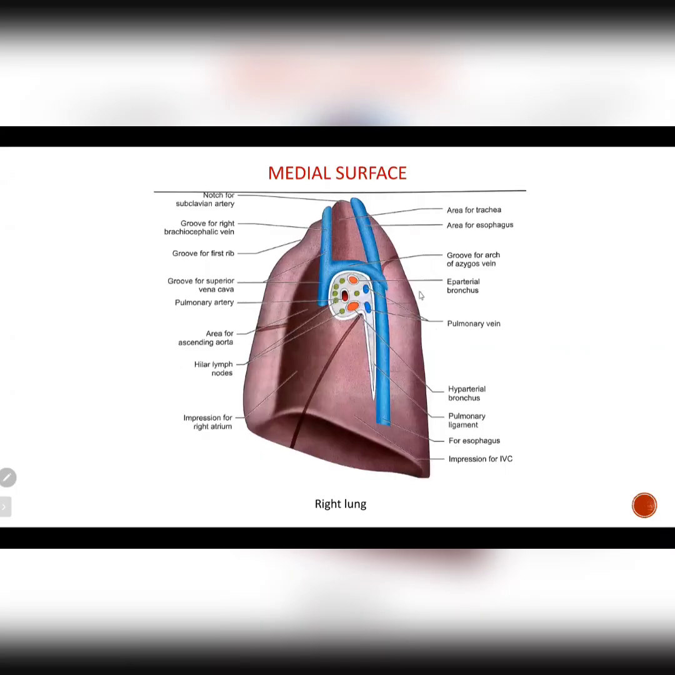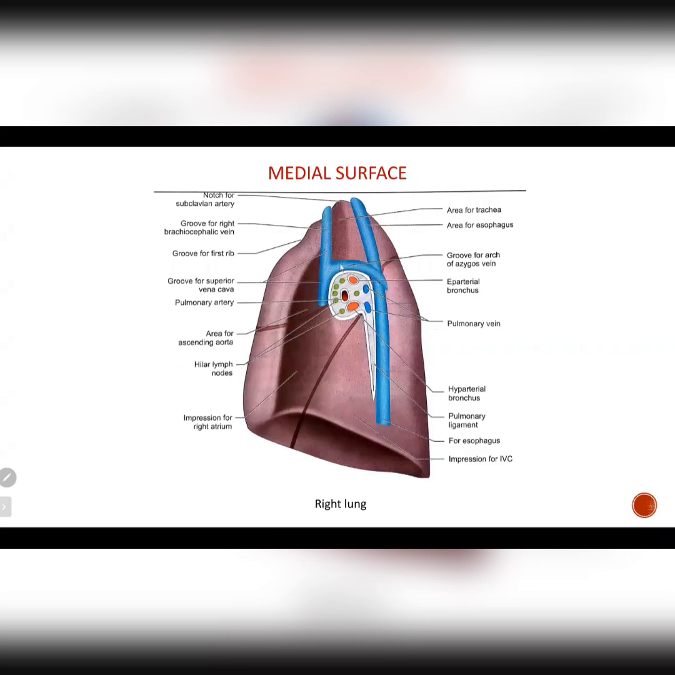So this is the medial surface of the right lung. Remember, on the right side, we are learning only about the veins. The veins are what is prominent on the right side. If you imagine the heart in this position, here is a groove for superior vena cava, and inferiorly, there will be a groove for inferior vena cava. So superior vena cava is related here, and inferior vena cava inferiorly.